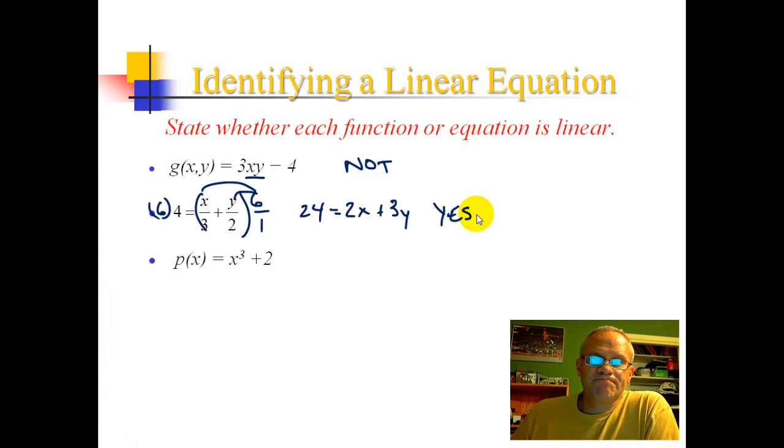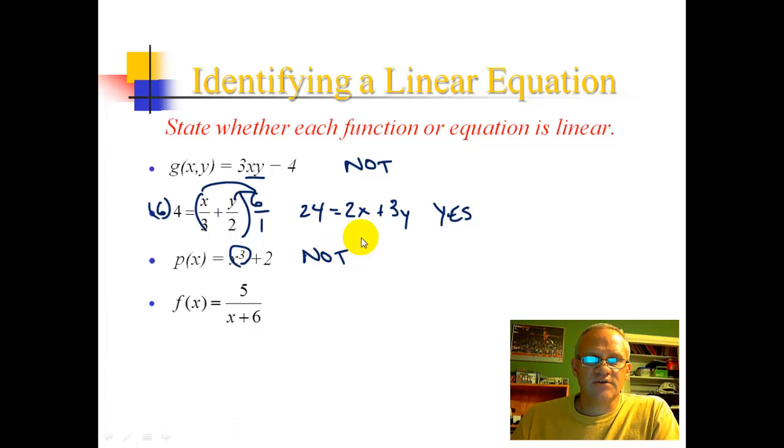Next, how about this one? Yep, you're right. Yep, that's kind of an easy one there. You notice the x to the third right there. That means it is not linear. How about this one? Now in this one, yes, there's a fraction. Before we said it was linear, and this time it is on the bottom. So no, this one is not linear. The variable is on the bottom of the fraction, so this time it is not.